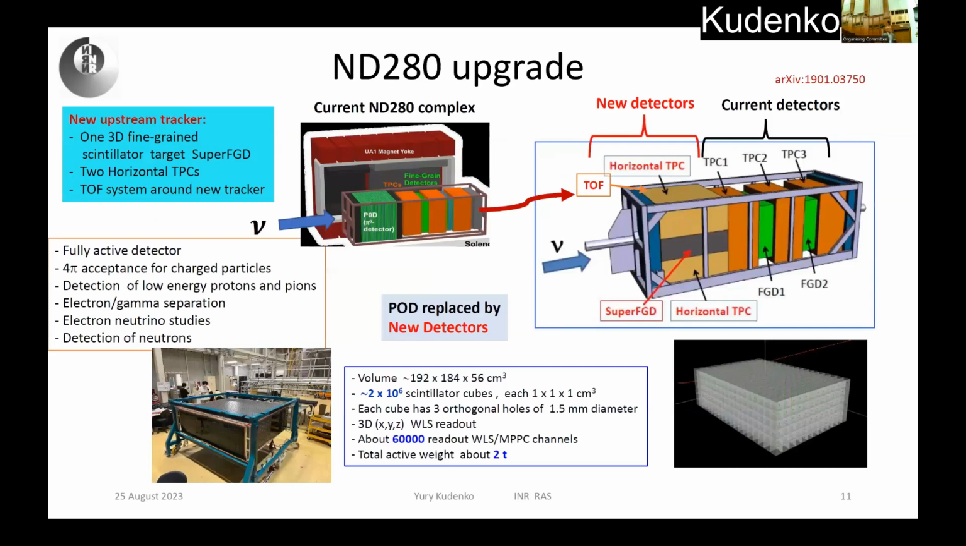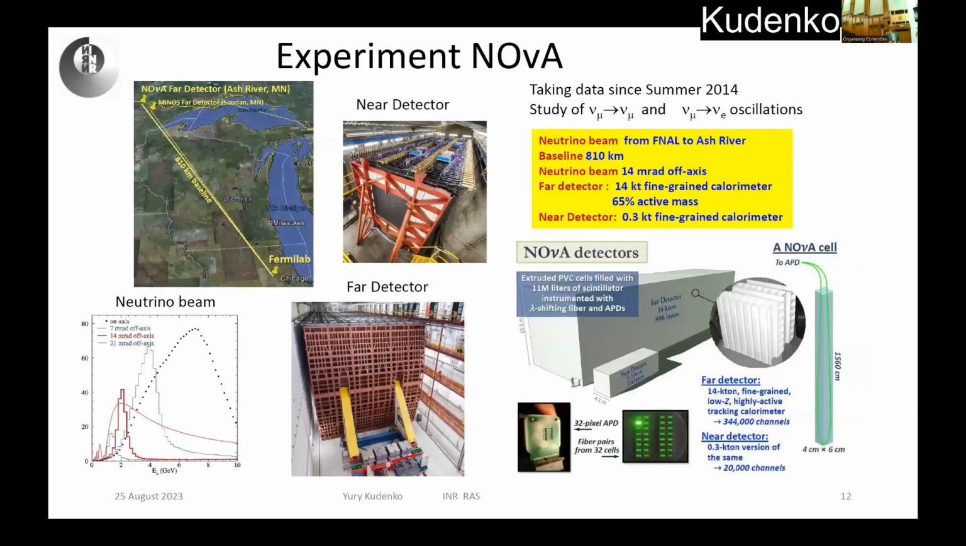And then this detector will be upgraded and used in the Hyper-K experiment. It's shown here. This pod will be replaced by additional time projection chambers and a very segmented Super-FGD, super fine grain detector, which has about 2 million scintillator cubes, and it is shown here now. It's at a stage of assembly and preparation for the beam.